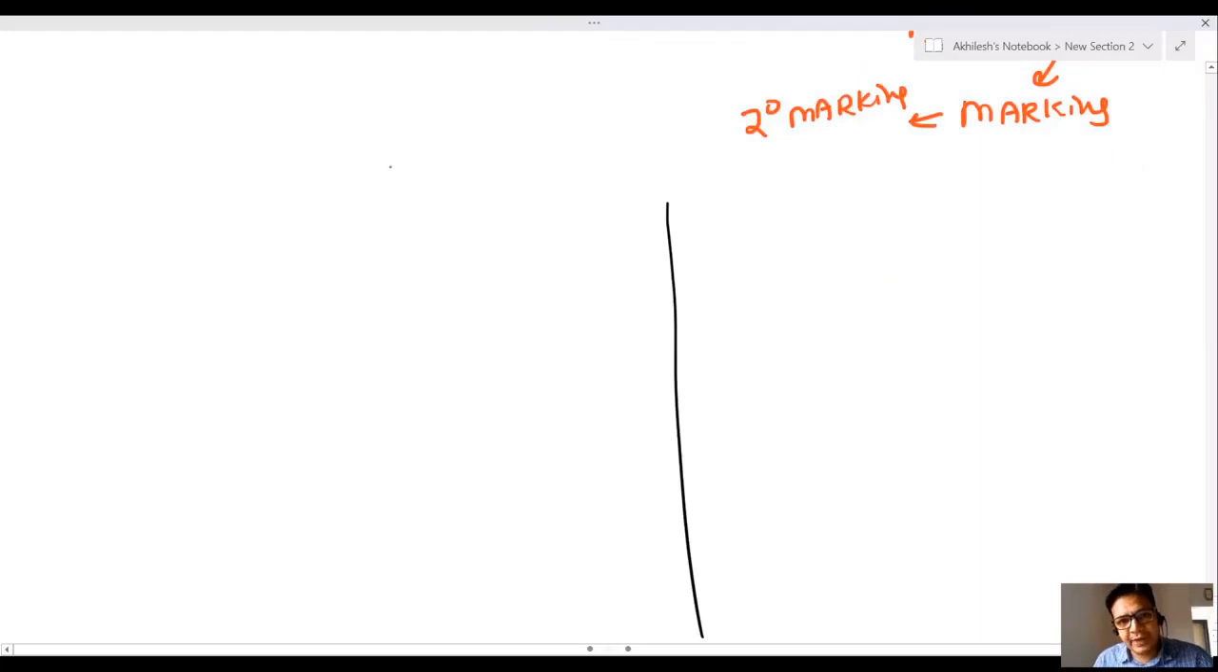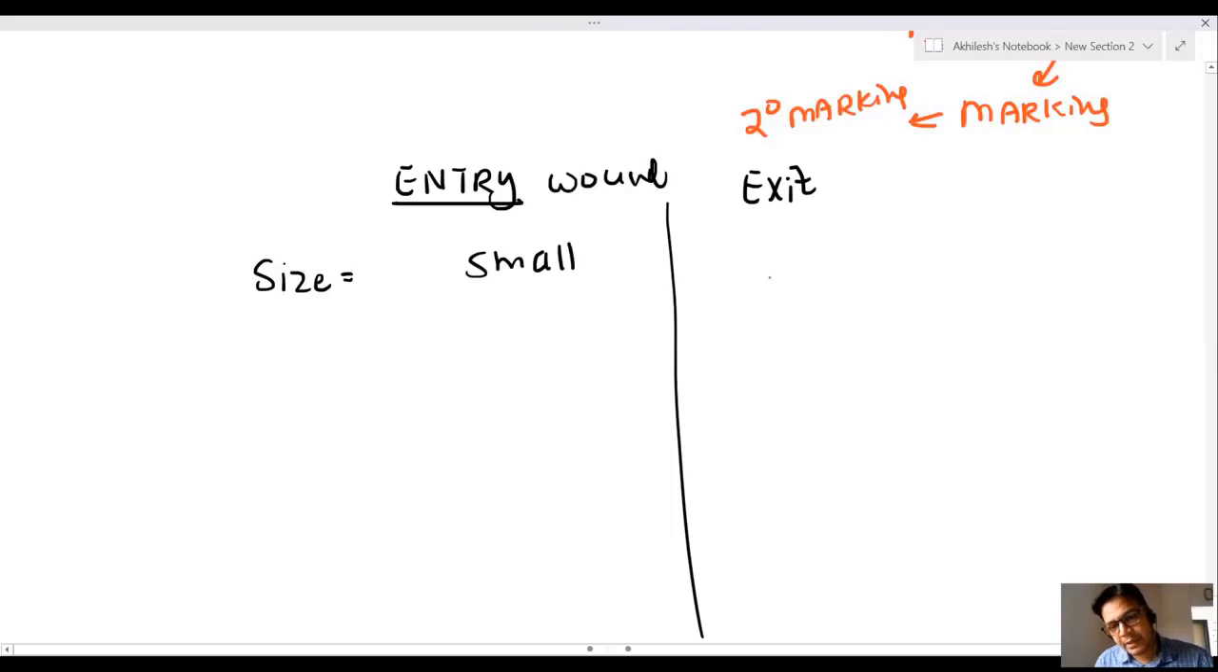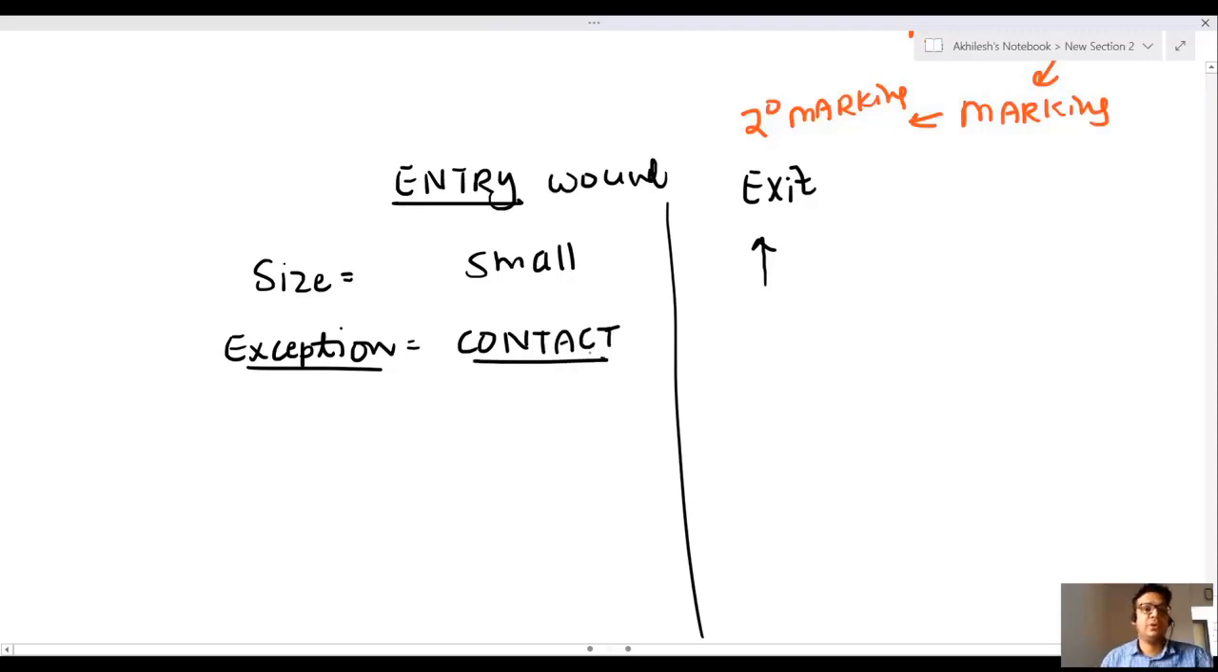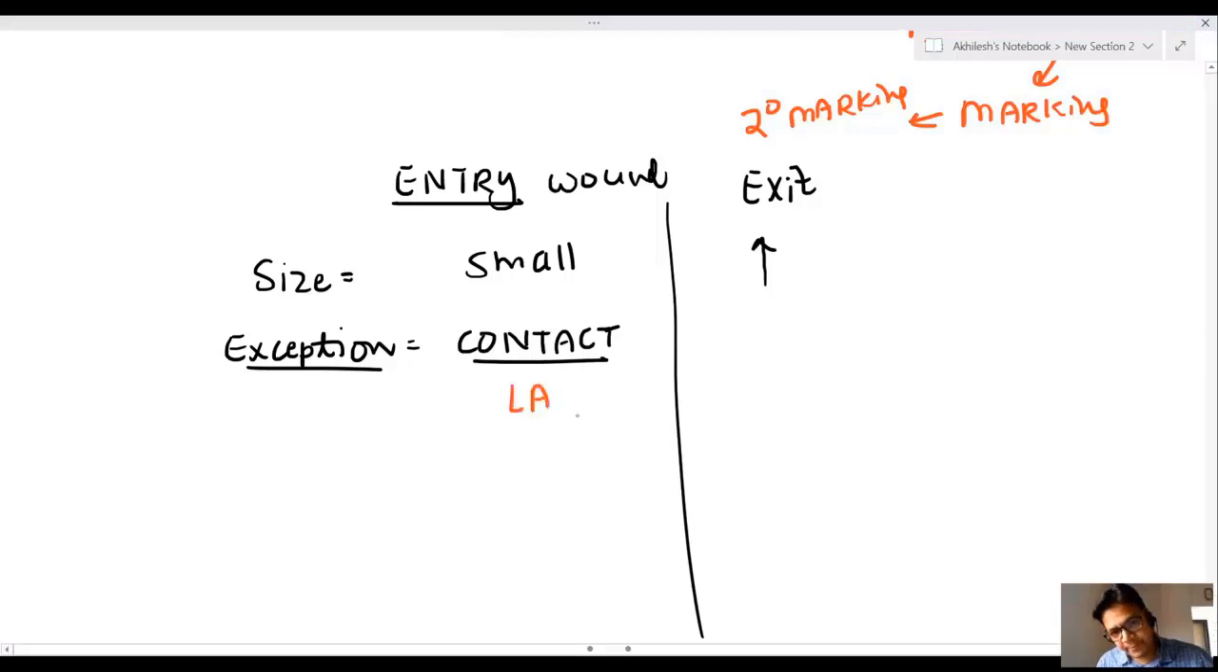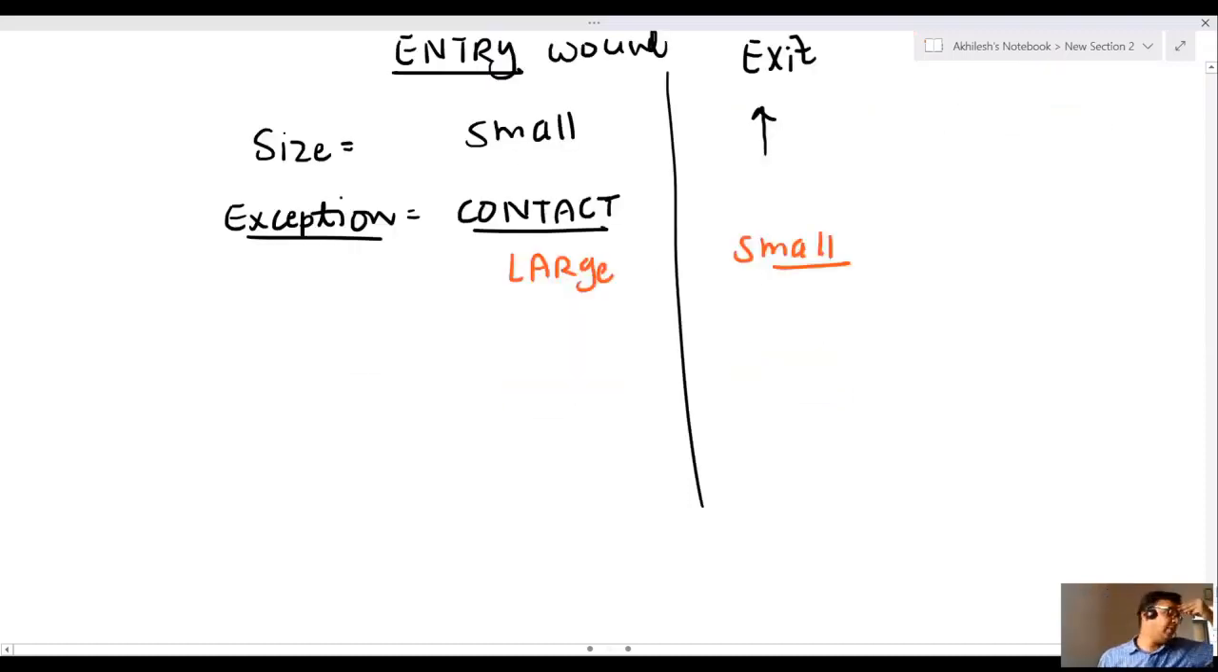Now, sir, how to differentiate entry wound from exit wound? First see the size. Entry wound is generally small in size. Exit wound is comparatively large: small, large. But sir, there is an exception. That is contact shot, contact point blank. In point blank, the entry wound is large and the exit wound is small. That's the difference.